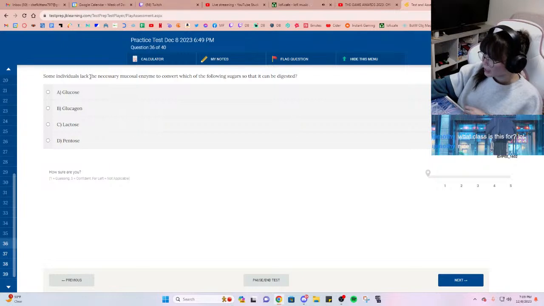Some individuals lack the necessary mucosal enzyme to convert which of the following sugars so that it can be digested. It's either glucose or lactose.